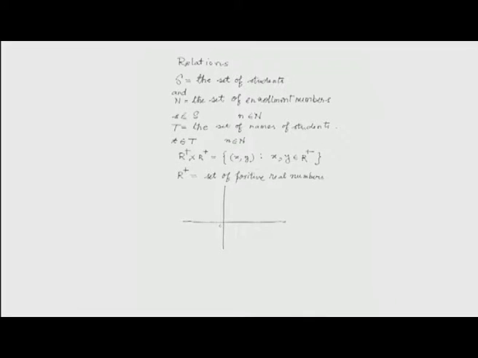So, here we have the set of positive real numbers starting from here going up here, and another copy of the same set over here, and R plus cross R plus consists of points in the shaded region.